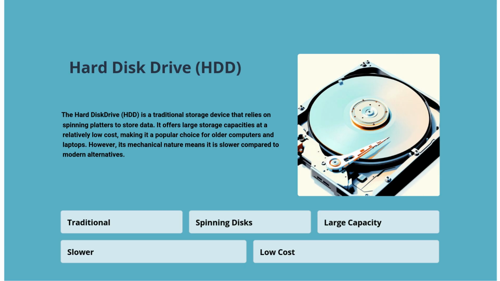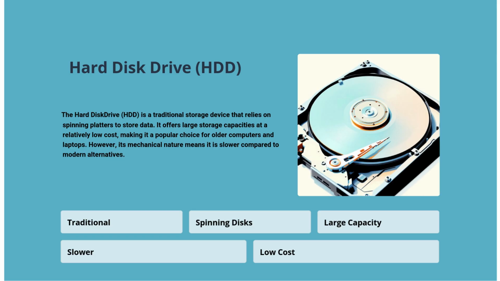There are different types of secondary memory. The main types are hard disk drive, HDD, solid-state drive, SSD, pen drive, and memory card. Now let's understand each one with simple examples. First, let us talk about hard disk drive, also called HDD.